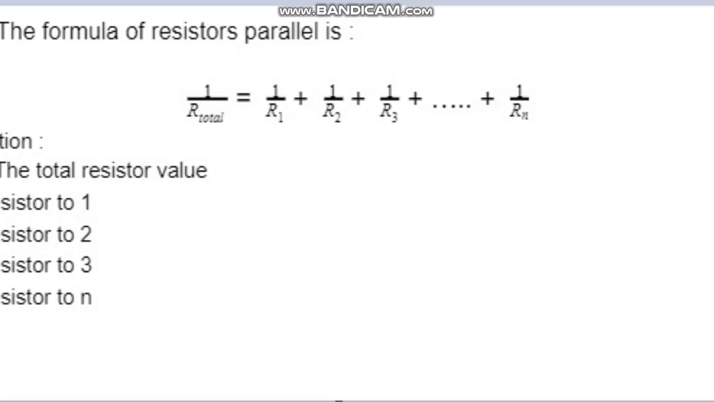The resistor parallel circuit consists of two or more resistors arranged in parallel form. The formula of resistor parallel is 1 over R total equals 1 over R1 plus 1 over R2 plus 1 over R3. Information: R total, the total resistor value, R1 resistor 1, R2 resistor 2, R3 resistor 3, Rn resistor n. If compiled on a circuit, it will form as below.